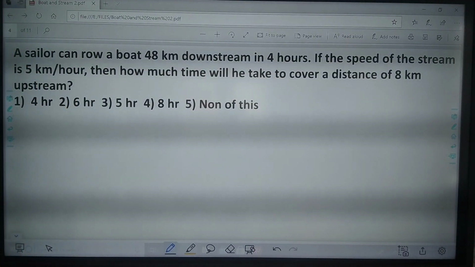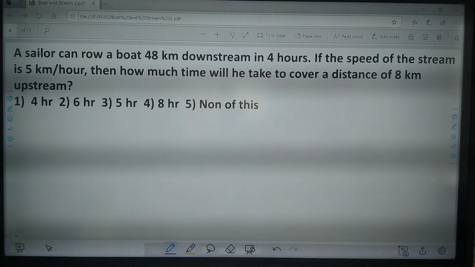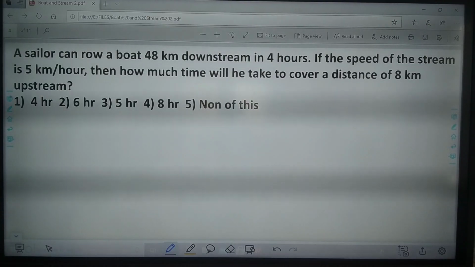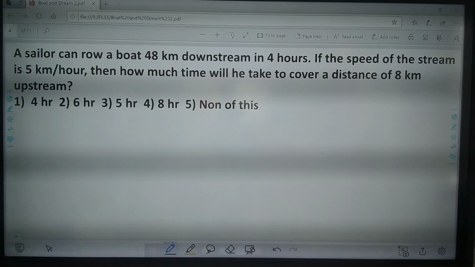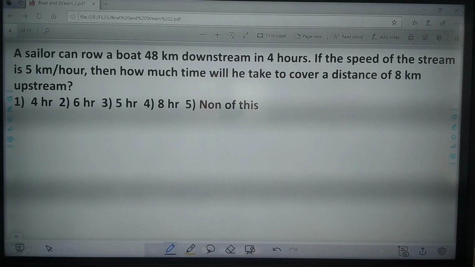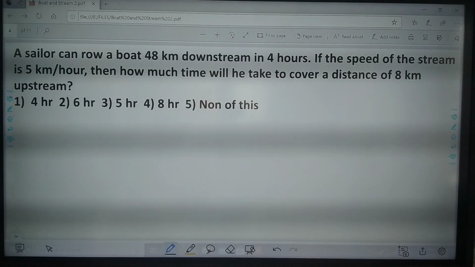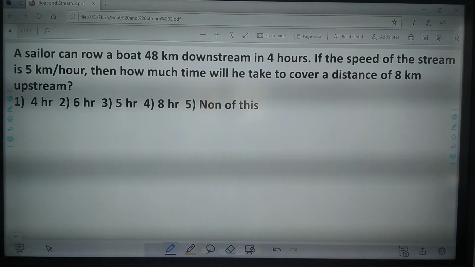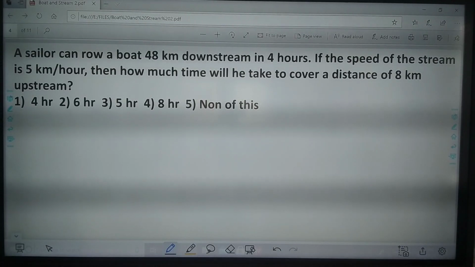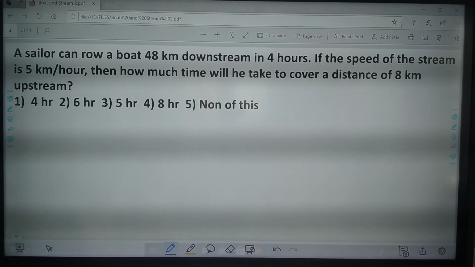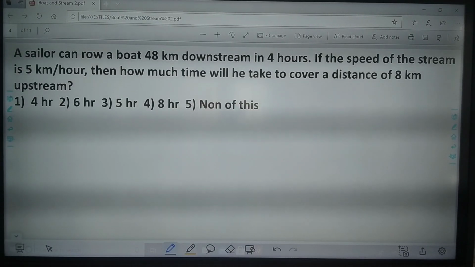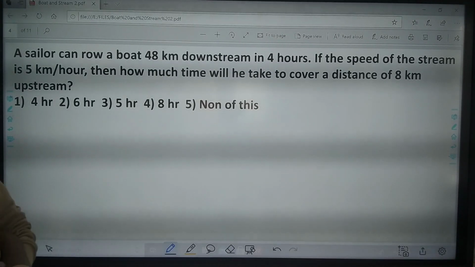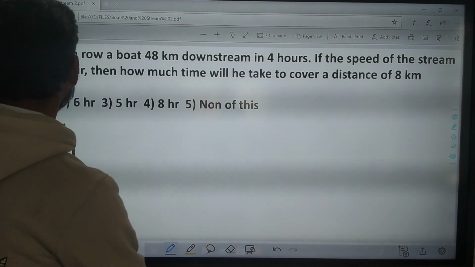A sailor can row a boat 48 km downstream in 4 hours. If the speed of the stream is 5 km per hour, then how much time will he take to cover a distance of 8 km upstream?